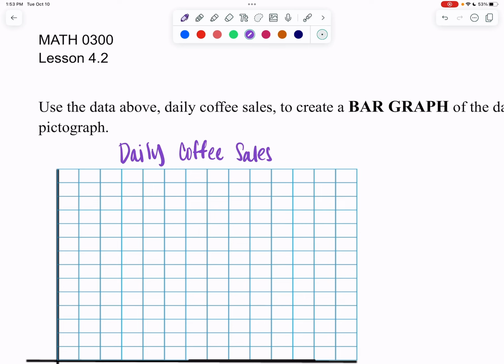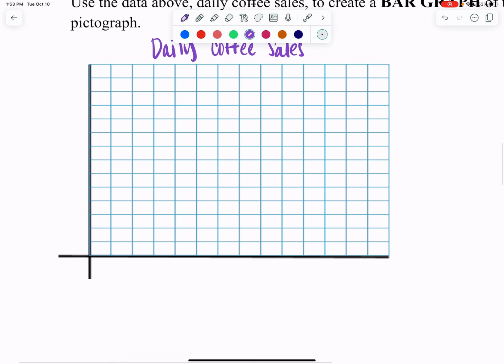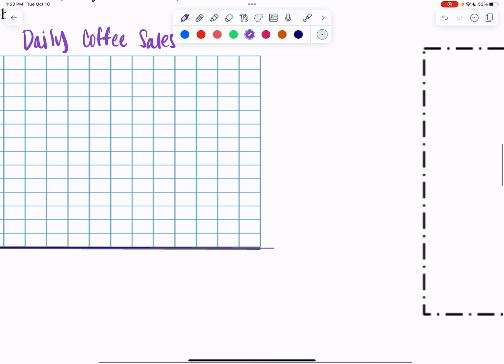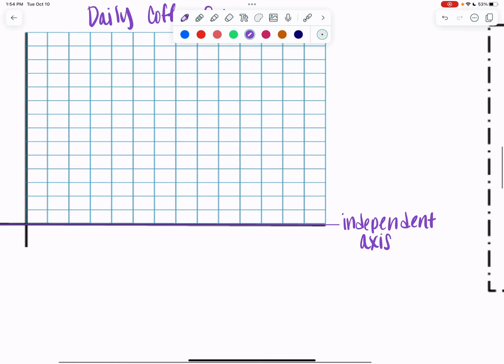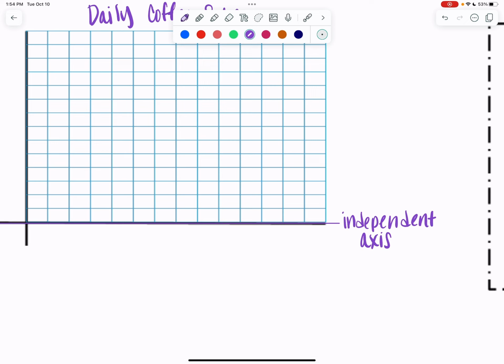The difference here is that instead of pictures, all we're going to be doing is looking at bars on a graph. So we need to label the different axes that we have. This horizontal line right here across the bottom is called the independent axis. Usually this is going to have things like time. So we'll make it days of the week since that's what we're looking at.